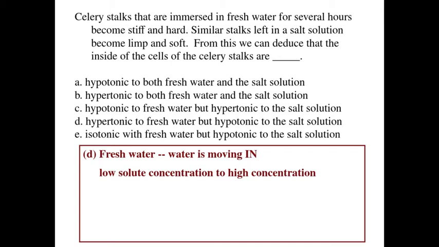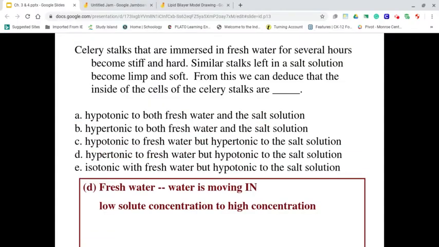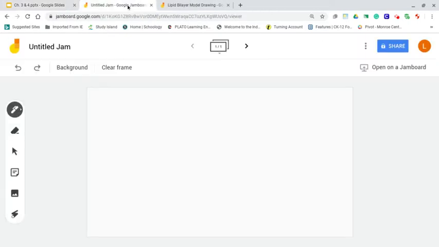So with the fresh water, when the celery is in fresh water, water is moving in. And the reason for that is because you have a higher concentration of solute inside the celery cells as compared to the fresh water. And so that's going to cause the water to go in. And so you're thinking of this with regards to the celery cells, not the water that's on the outside of the beaker. So let me escape out of here for a second and go to our jam.